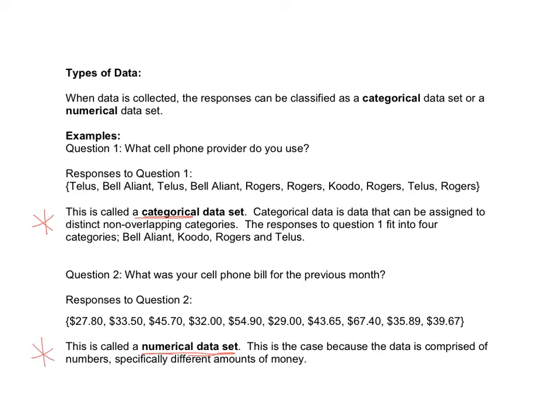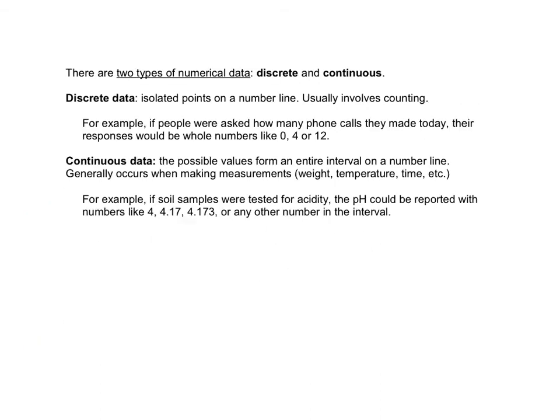If we go back to the car question, when we asked what type of car do you drive, the answer is categorical. But if we ask how many miles or kilometers do you put on your car each year, that answer would be numerical. There are two types of numerical data, and those are discrete and continuous. So discrete data is isolated points on a number line, and it usually involves counting. For example, if people were asked how many phone calls they made today, their responses would be whole numbers like 0, 4, or 12. That's discrete data.